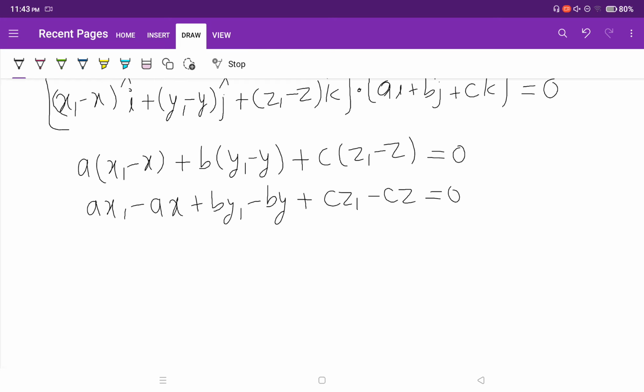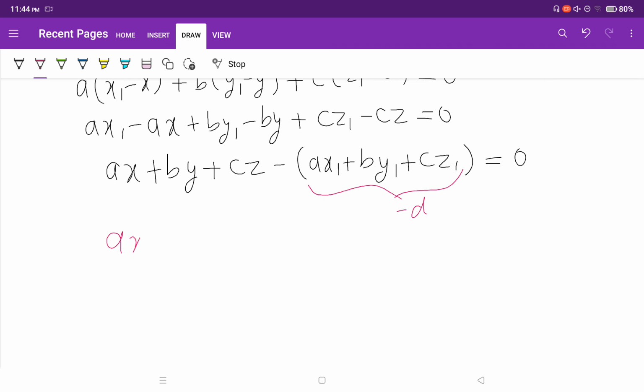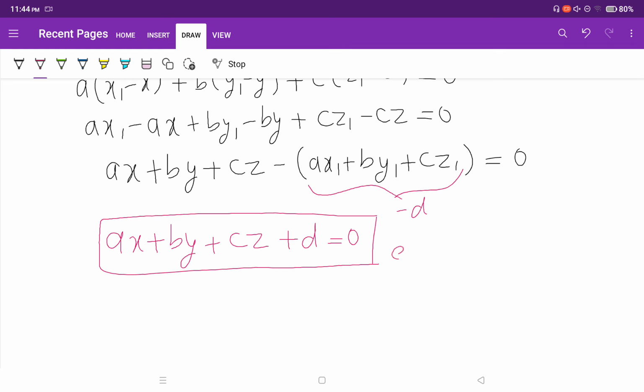So we can rearrange it as ax plus by plus cz minus ax1 minus by1 minus cz1 equals 0. Now you can take this whole constant value as d or minus d. So you will have ax plus by plus cz plus d equals 0, which is the equation of a plane, right? Equation of a plane.